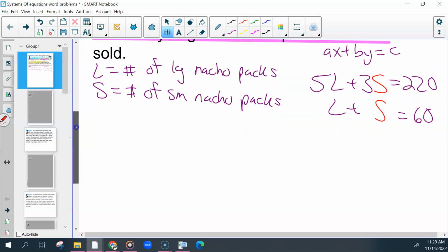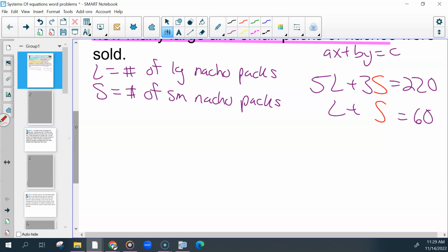Once you have defined your variables, you know what you're looking for, and you set up your two equations, then you choose one of the methods and you solve by graphing, by substitution, or by elimination, not all three. We're going to do this first one by graphing. So if you don't have your calculator, go grab that.